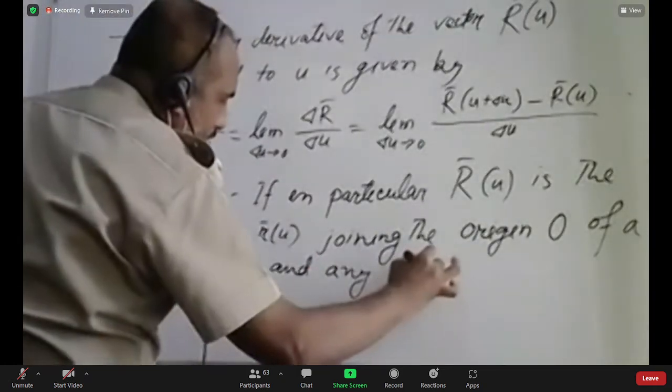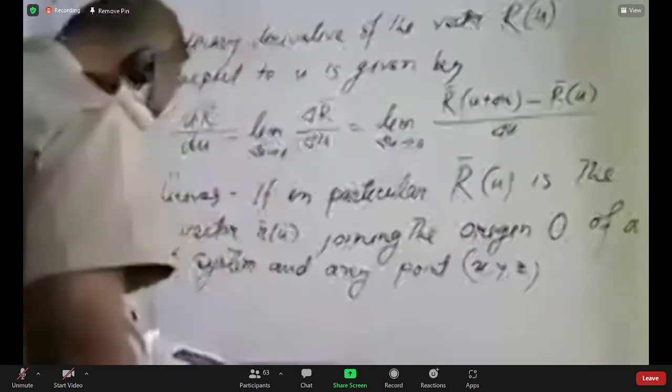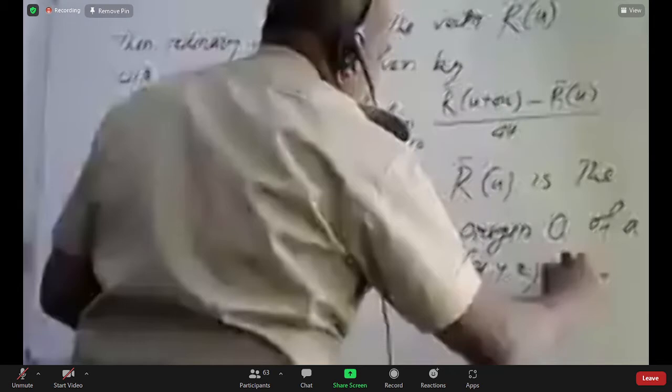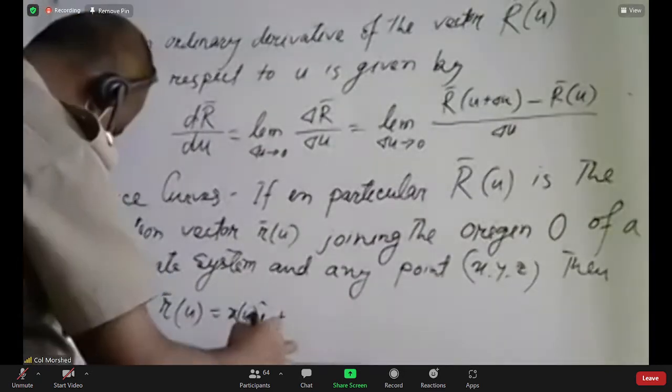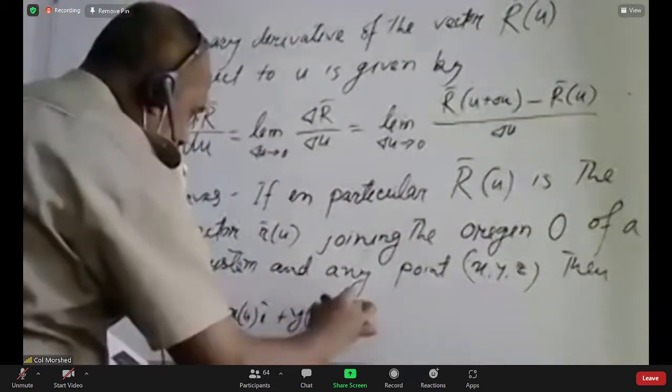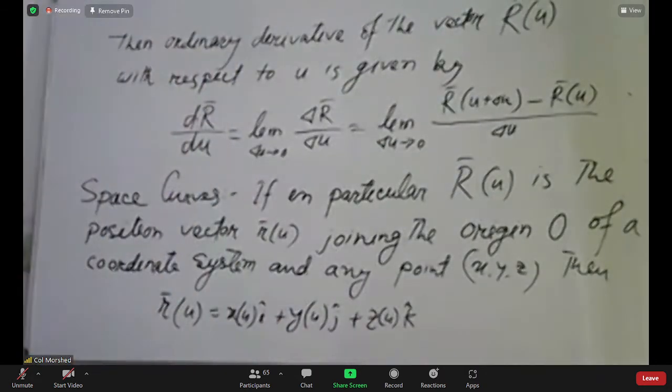Are you writing? Yes, sir. x, y, z, then r is equal to x i, where i is the unit vector, y j, z k. Okay, this is called the space curve.